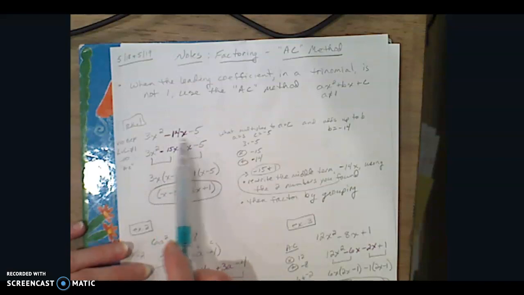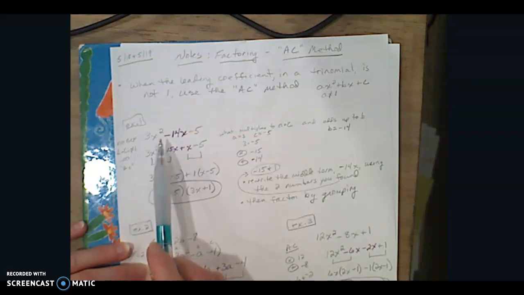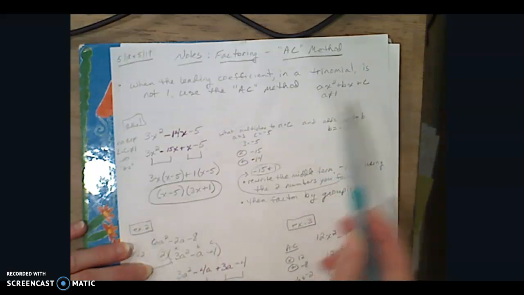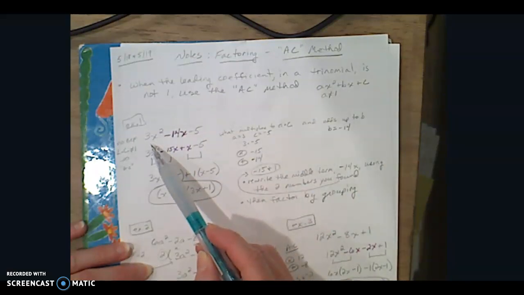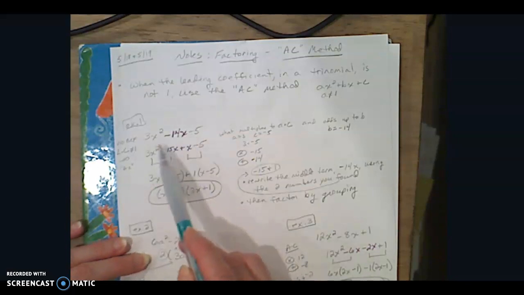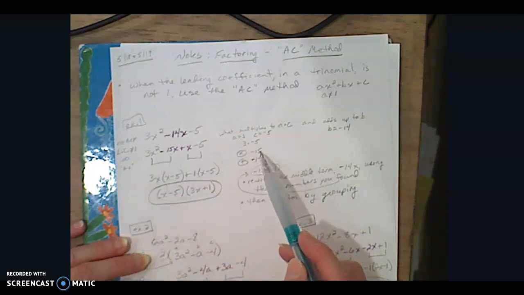So the next thing I'm going to have to do, because the leading coefficient is not 1, is use what's called the AC method. It's called AC because, again, a is the coefficient with x squared, c is the constant. AC means a times c. So I'm going to multiply a times c: 3 times a negative 5. And that gives me this negative 15.